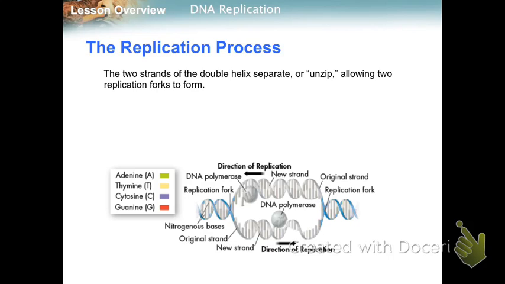So in the first part of replication, the first step is that those two strands of the original double helix separate, or unzip. And that allows two replication forks to form, like a fork in the road. This is where the DNA is unzipped in the middle, and we have replication happening at both ends. This is actually called a replication bubble.